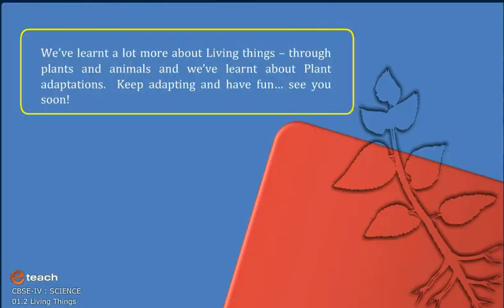Summary: we've learned a lot more about living things through plants and animals, and we've learned about plant adaptations.